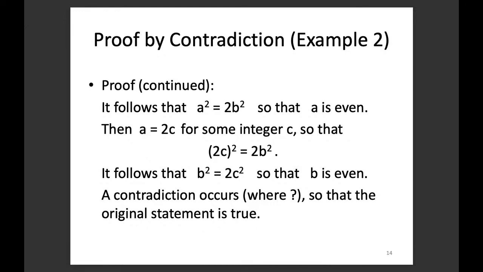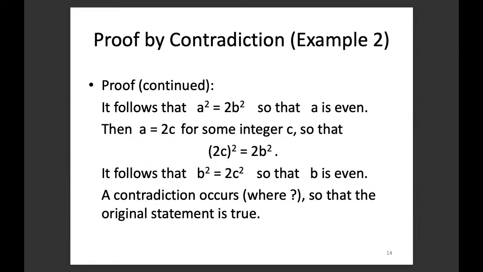Okay. Now because a is even, we can further write a as 2 times some integer c. So we get this form. And again, after simplification, we get b squared is equal to 2c squared, so that we get b is even. Now at this point, we find a contradiction. So the original statement is true.